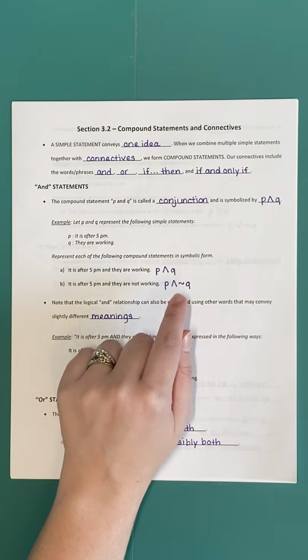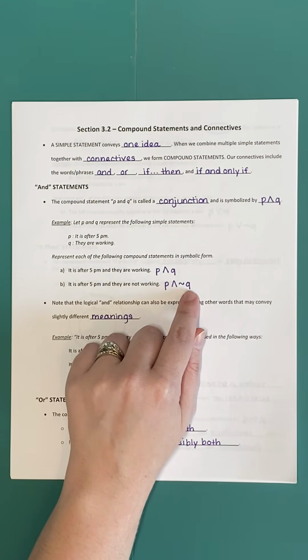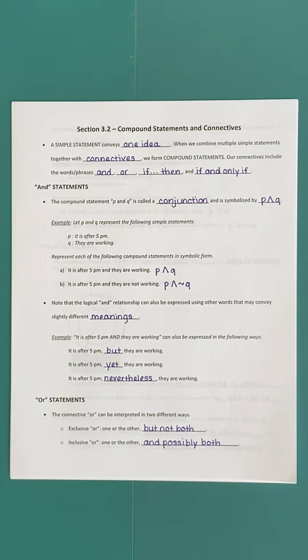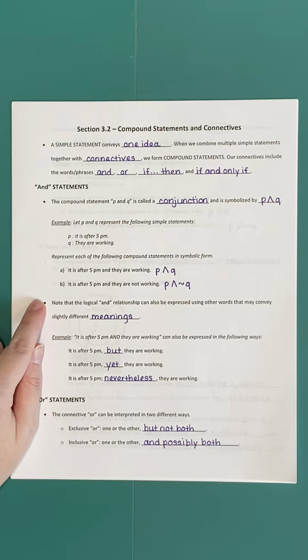So P, conjunction, not Q, negation of Q. So we can combine different symbols together, and that's actually what we're going to do further on in this video. We're going to talk about what happens when you combine multiple statements together in different ways with different kinds of symbols. Now, the logical and relationship, one and the other, can also be expressed with other types of words.